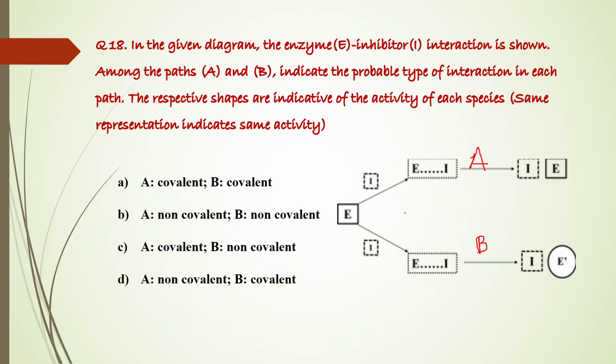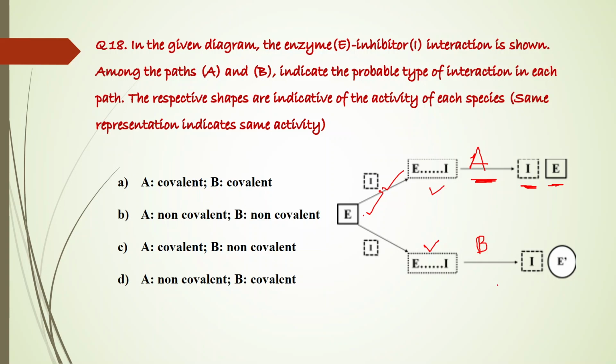Now let us look here. It is our enzyme inhibitor complex. In both path A and B, the enzyme inhibitor complex looks the same. Now after this process in A, the inhibitor looks the same, and the enzyme also looks the same, just like at the beginning of the reaction.